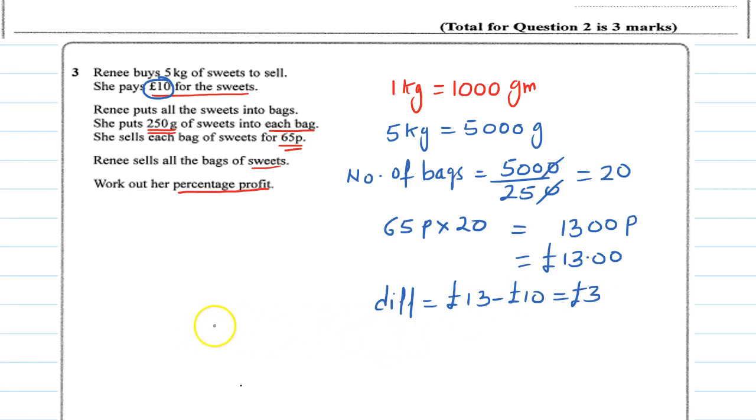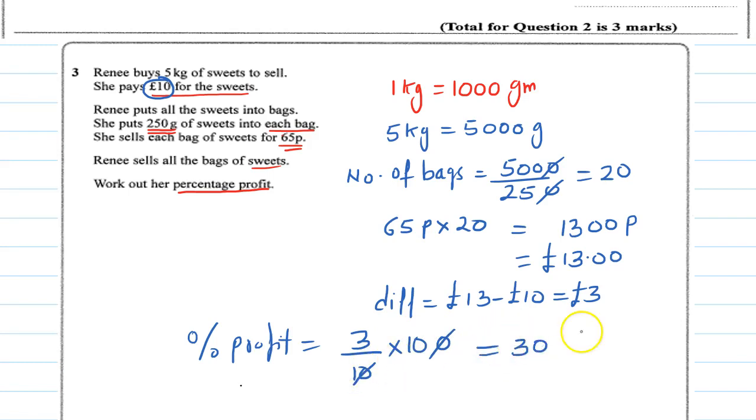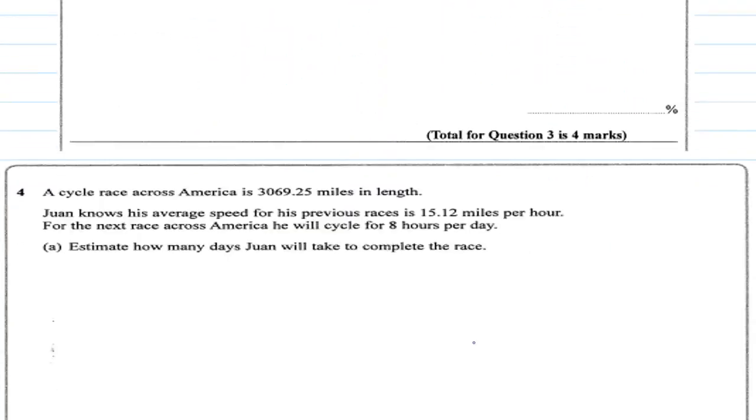Yeah, so what will be the percentage profit? Percentage profit is the difference, which you write down, over the original value, that is 10, times 100. Top zero cancels with bottom zero, and 3 times 10 is 30%. Yeah, so her percentage profit is 30%. Next question.